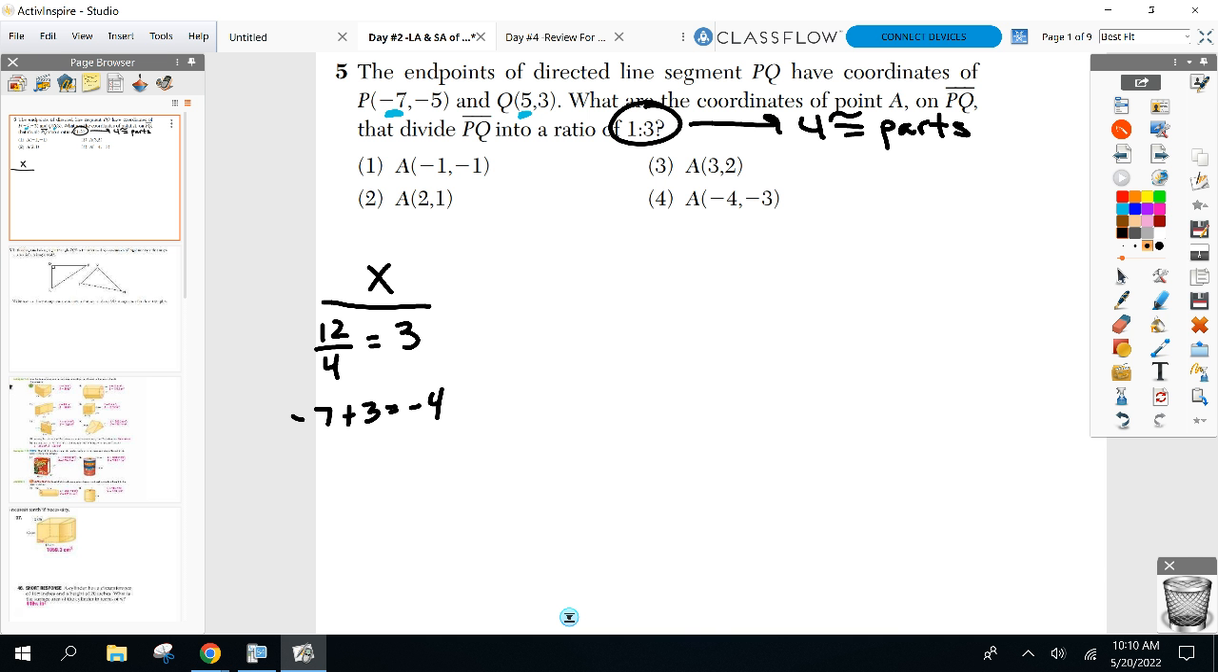All right, -4. Now we're going to go through the same process for the y coordinates. How far apart are your y coordinates? -5 and 3, that's a distance of 8 units. Everyone agree? 8? Divide that up by 4 equals 2.